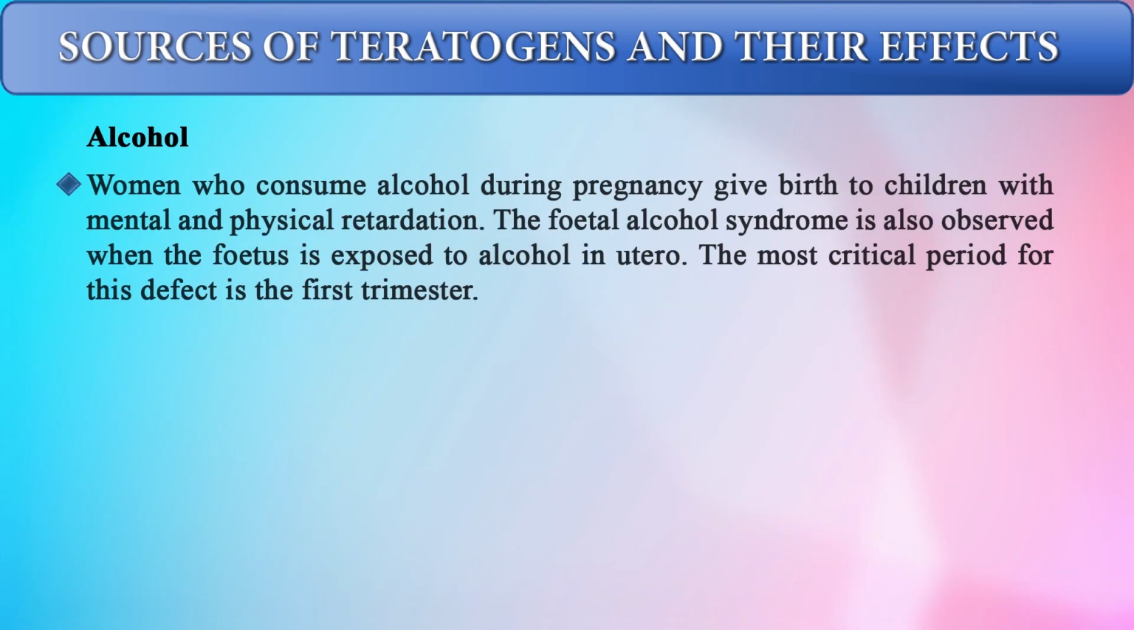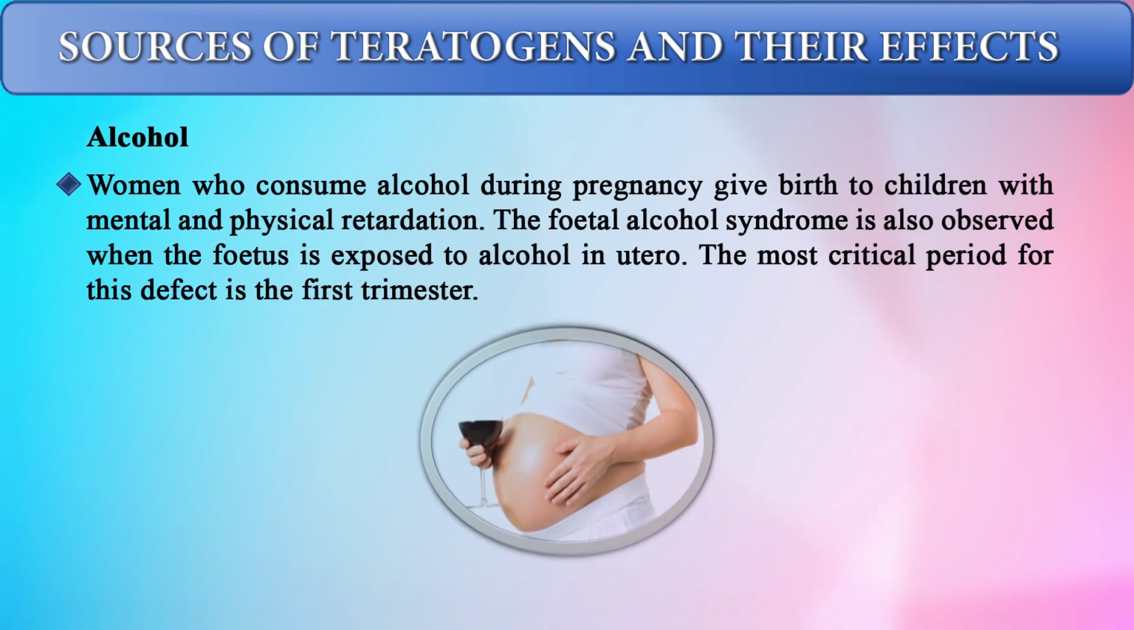Alcohol. Women who consume alcohol during pregnancy have given birth to children with mental and physical retardation. Fetal alcohol syndrome has been observed when the fetus is exposed to alcohol in utero, and the most critical period for this syndrome is the first trimester, that is the first 3 months.